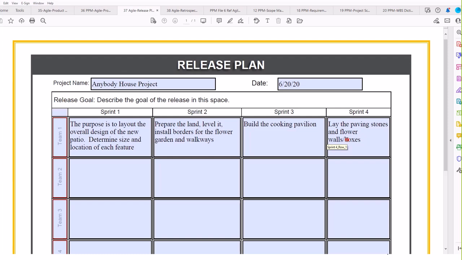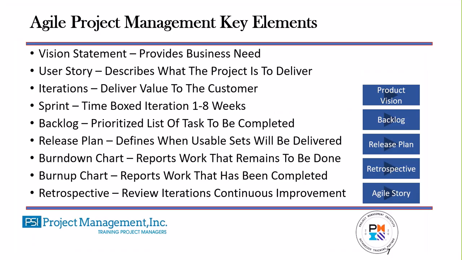No dates, no dollars are assigned to each iteration, but I lay it out so I know when each iteration, each backlog, each one of these represents a backlog, will be delivered to the customer. I know the order in which I'll be delivering them. So that's the release plan. We then do the retrospective.